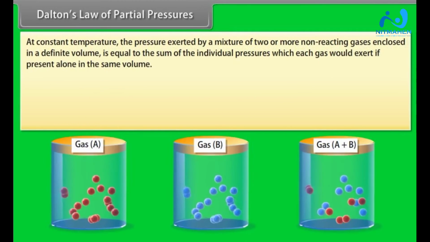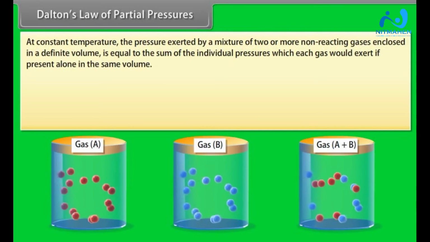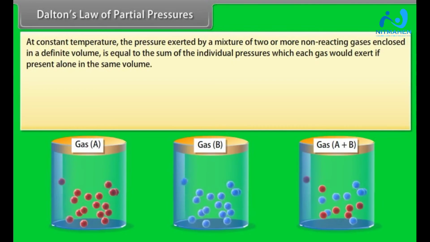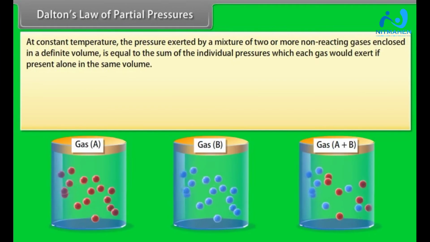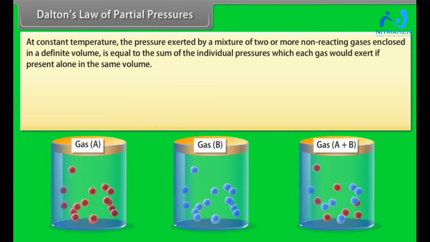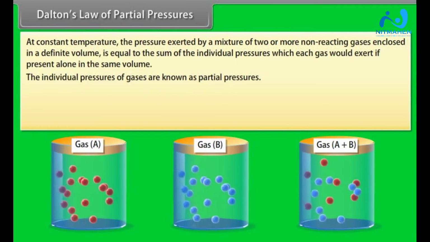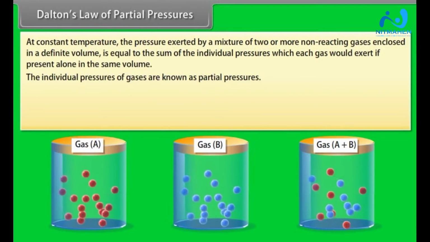Dalton's law of partial pressures. At constant temperature, the pressure exerted by the mixture of two or more non-reacting gases enclosed in a definite volume is equal to the sum of the individual pressures which each gas would exert if present alone in the same volume. The individual pressures of gases are known as partial pressures.